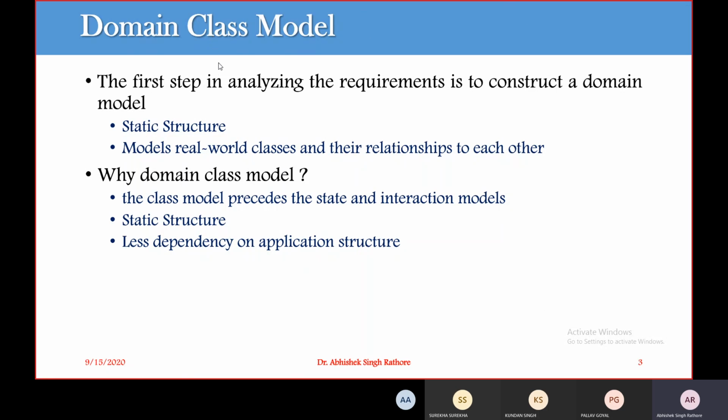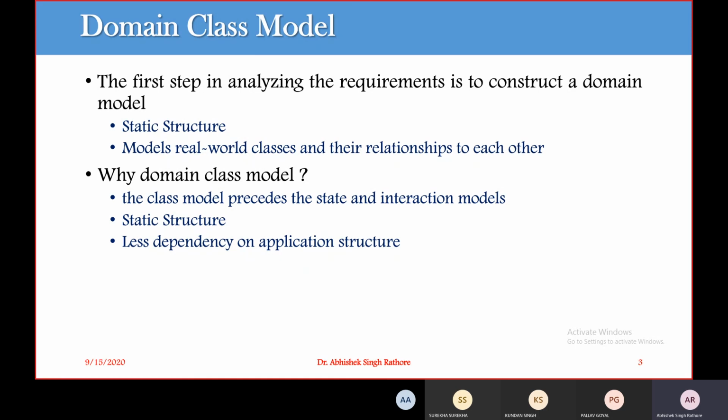Usually the domain class model is the first step in analyzing our requirements, used to construct our domain model. So this domain model shows the static structure of your real world system, and it organizes the real world into workable pieces of your system. When a domain model is used, it describes the real world classes as well as their relationships with each other. So what we are trying to do is identify all those nouns that are available.